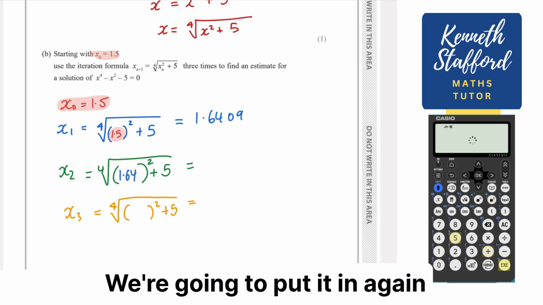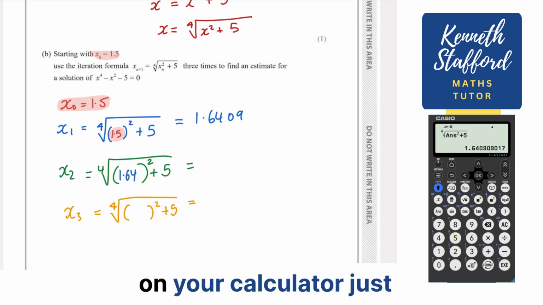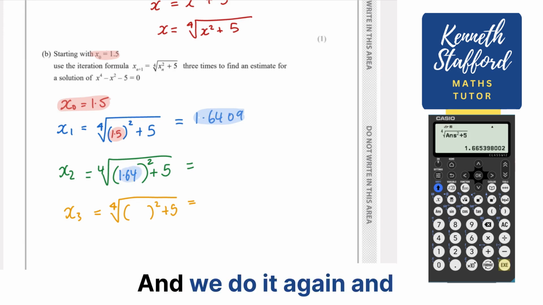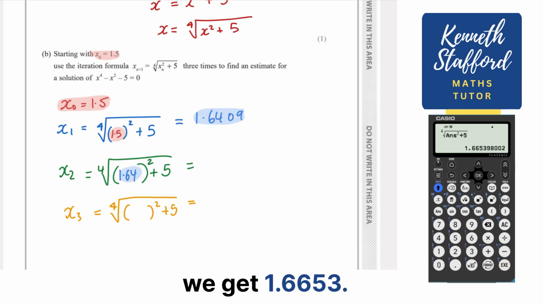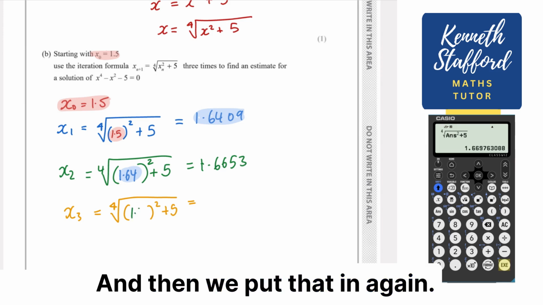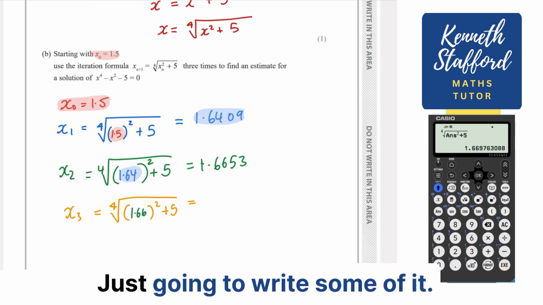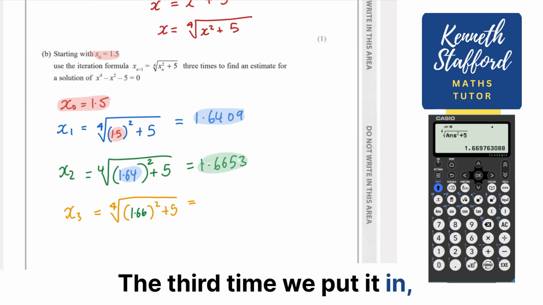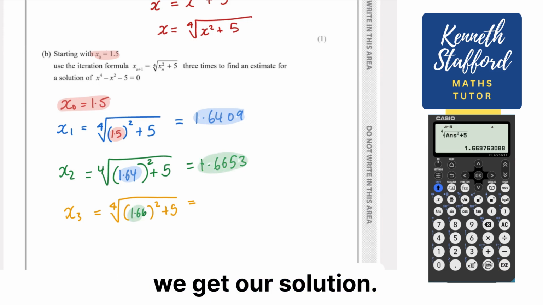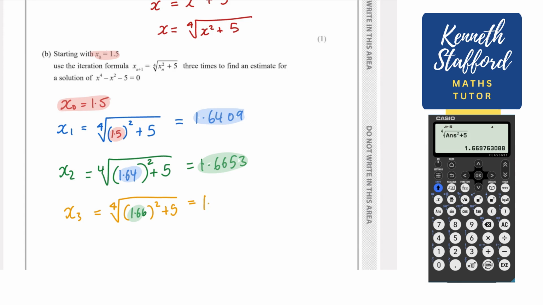Now we're going to put that number in to find the next value of x. We're going to put it in again. So you can use the answer button on your calculator just to quickly do this. And we do it again, and we get 1.6653. And then we put that in again. The third time we put it in, we get our solution. And that is 1.6697.